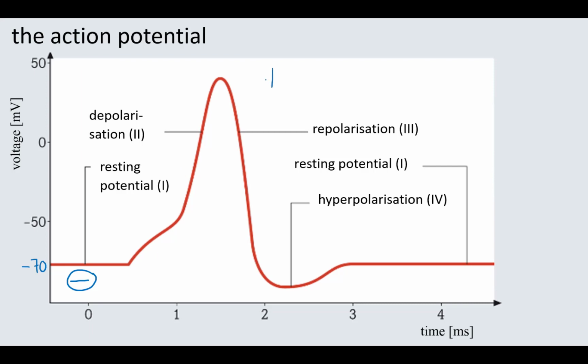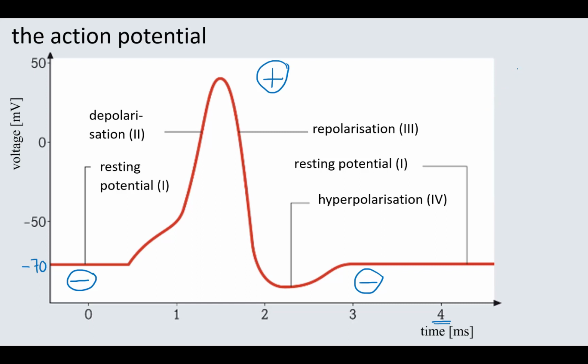Then it goes to a positive charge, and this we call the action potential, and then it goes straight back to a negative charge. So this all happens incredibly fast. You can see on the x-axis, it only takes 4 milliseconds for the entire thing to process. And this really is how our body communicates.